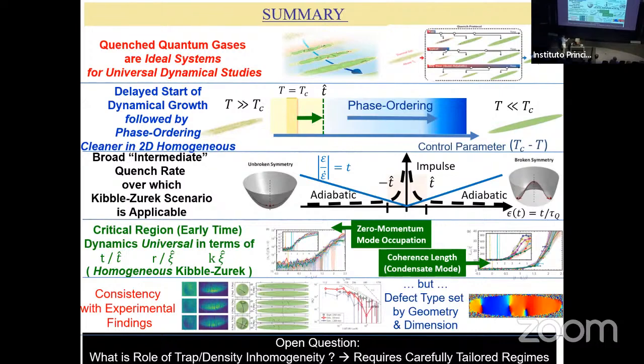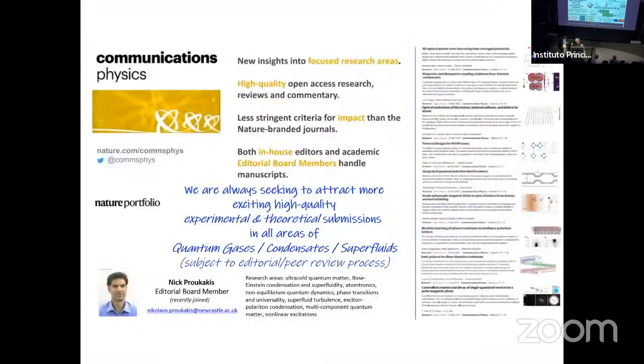Everything is consistent with experimental findings and with what you would expect, but we also see something which is not possible to see directly in the experiments: how the geometry, as the system is growing, affects the late time dynamics in comparison to the early time dynamics, because we have a probe of all of that. And this raises open questions. What's the role of trap density inhomogeneity and so on? Very interesting questions.